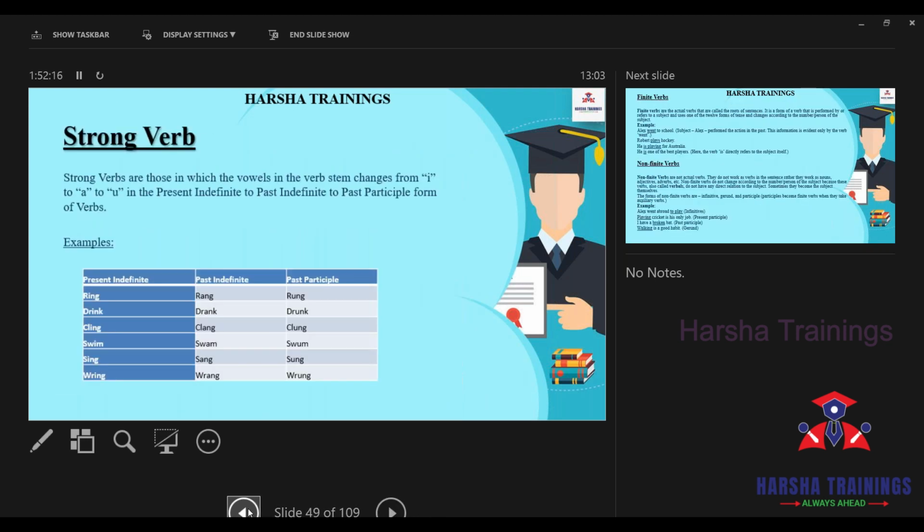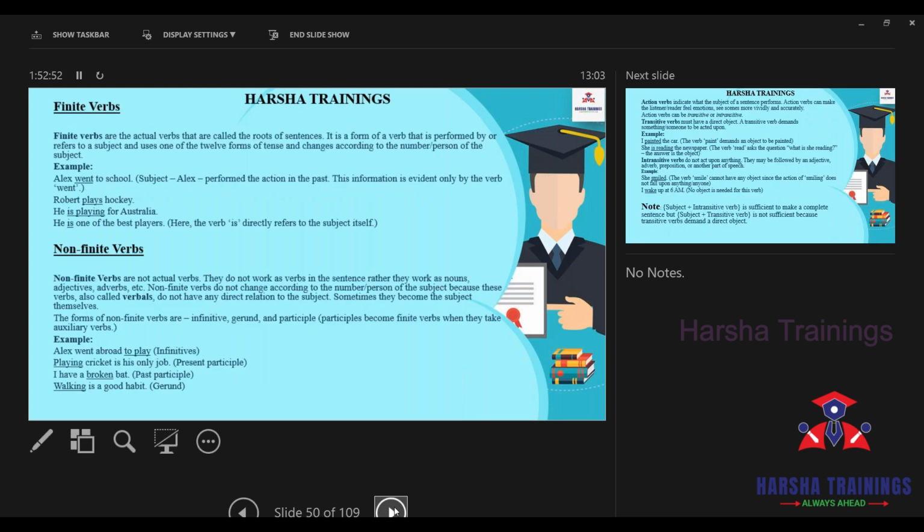Strong verb is just the opposite. Ring, rang, rung. V1, V2, V3, right? They are those in which the vowels are changed, okay? Ring, the i is changed to rang. Again, in the participle form, it is changed to rung. V1, V2, V3. Just the vowel is changed. These are called strong verbs. Yes? Drink, drank, drunk. Swim, swam, swum. Ring, rang, rung. Yes? Understood?